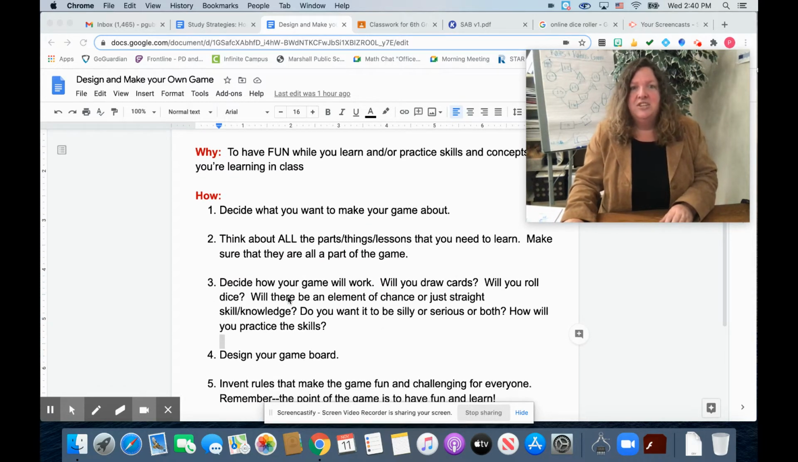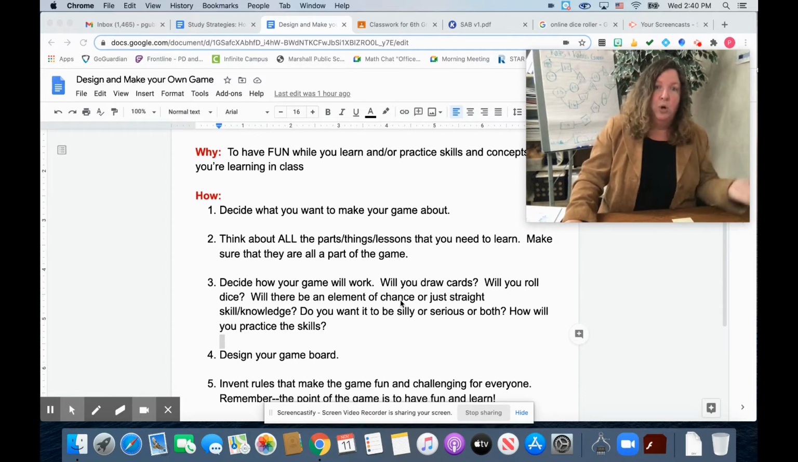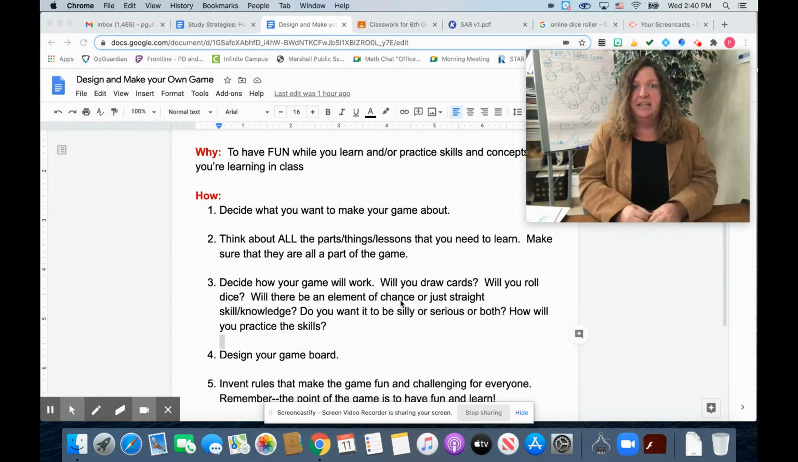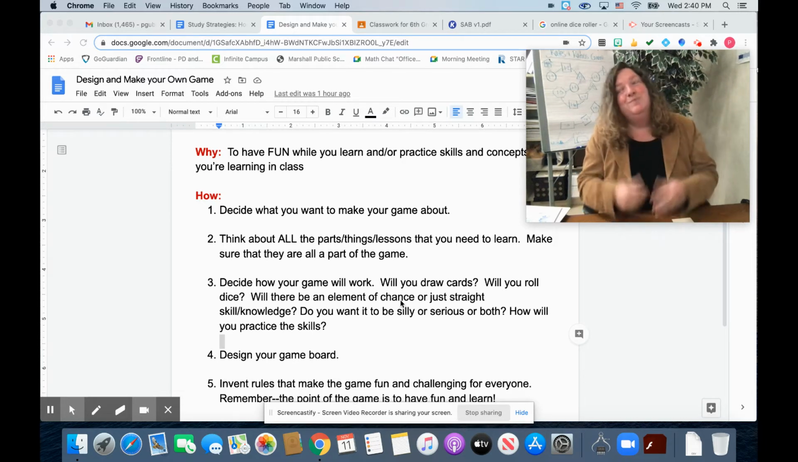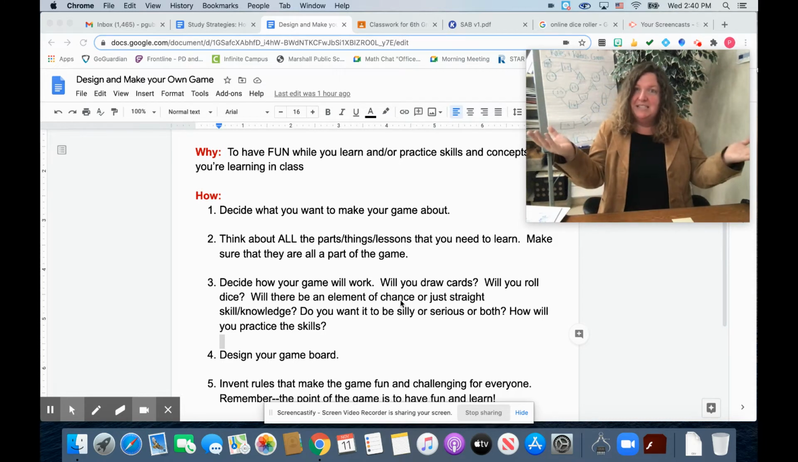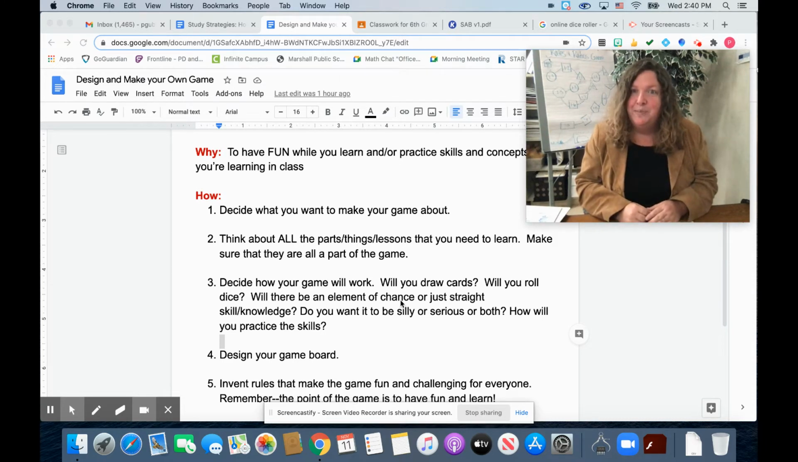So next, you're going to decide how your game will work. Are you going to draw cards? Are you going to roll dice? Will there be an element of chance, or is it just straight skill and knowledge? Do you want to be silly? Do you want to be serious? Maybe some of both. Ours was a little bit of both. How will you practice the skill? So you decide that when you're making your own game.